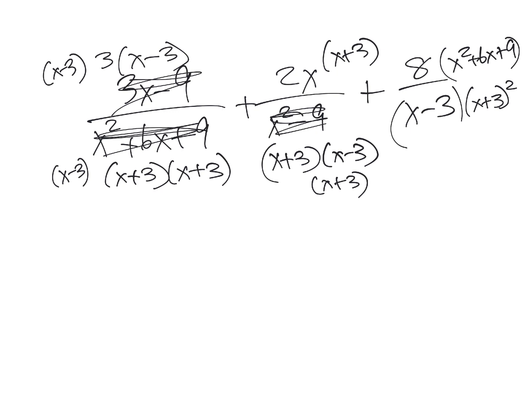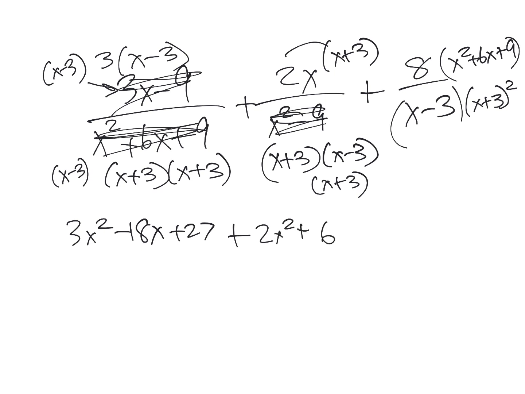All right, x minus 3 times x minus 3. Or I'll just take x minus 3 times the 3x minus 9. It's the same thing. Distribute. 3x squared minus 9x and minus 9x is minus 18x. And negative 3 times negative 9 is positive 27. Plus, distribute the 2x. 2x squared plus 6x. Distribute the 8. 8x plus 24. That's your numerator. Put it all together.